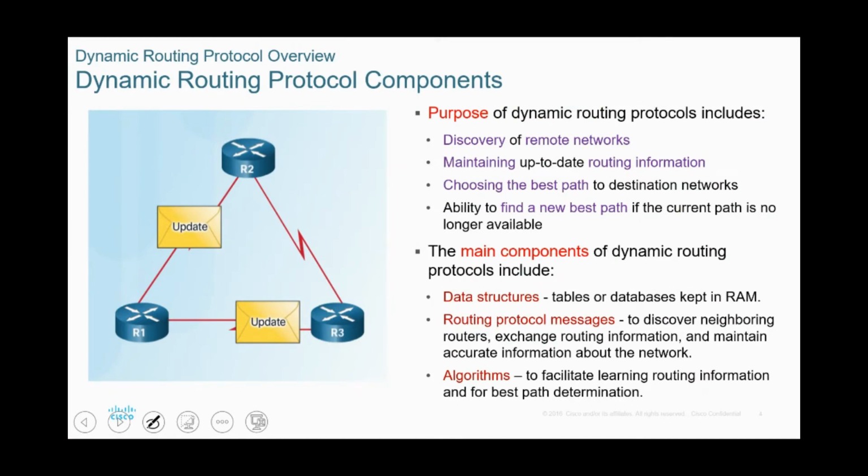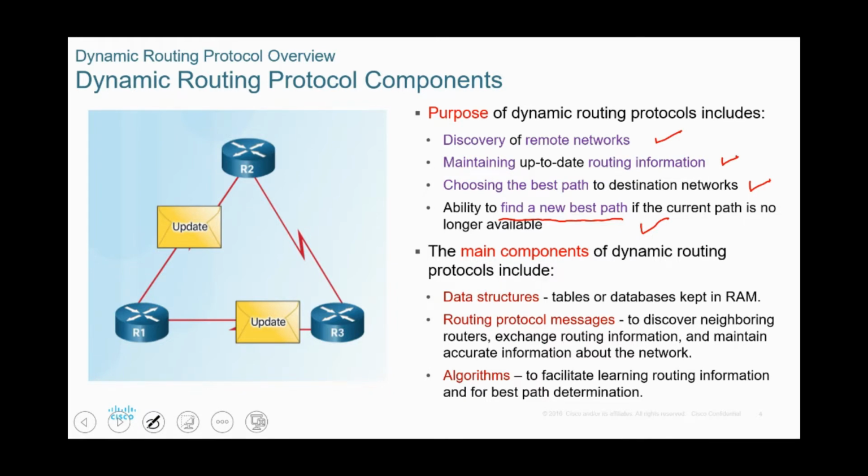Okay, so what is the purpose of the dynamic routing protocols? The purpose is to discover remote networks, to maintain up-to-date routing information, and to choose the best path to reach the destination network. And dynamic routing protocols also have the ability to find a new best path if the current path is no longer available. So this is very effective for you to use.